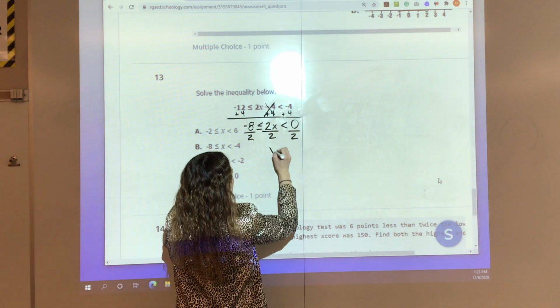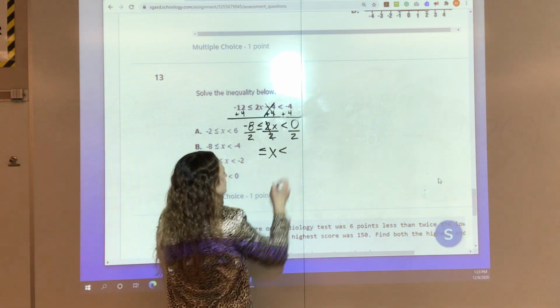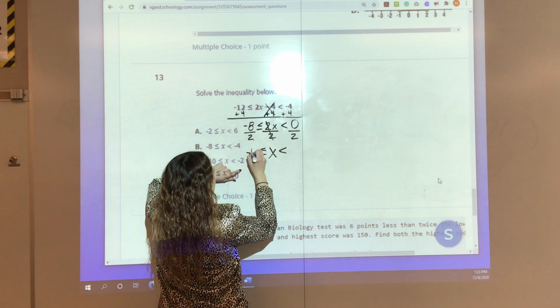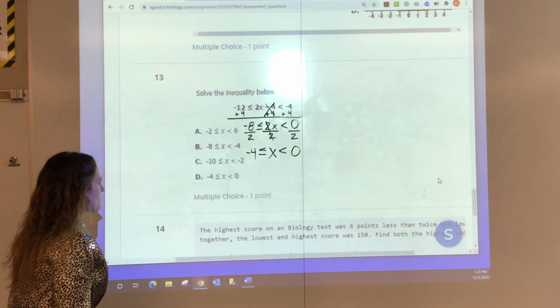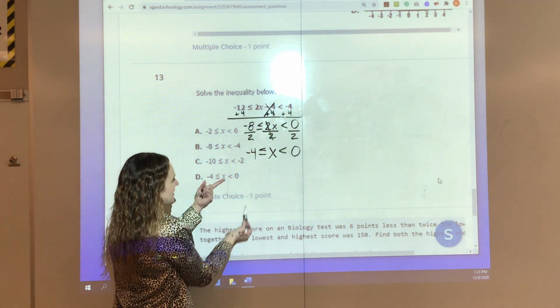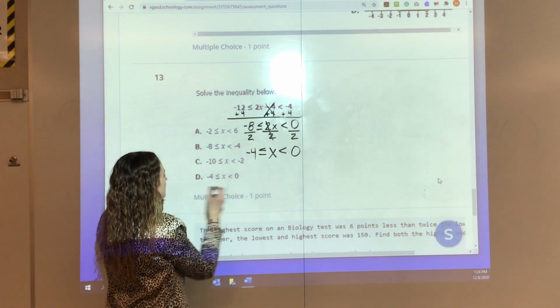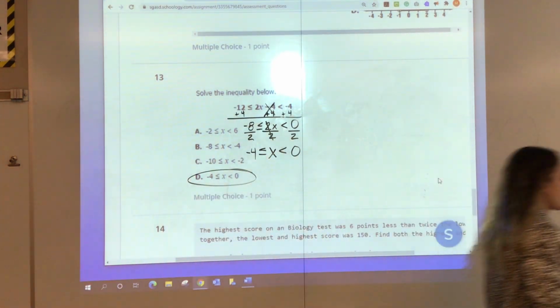I'm going to drop down my x, because that's the only thing left in the middle. Drop down both of my inequality symbols. Negative 8 divided by 2 is negative 4. 0 divided by 2 is 0. I have the negative 4, the correct inequality symbol, x by itself in the middle, correct inequality symbol, and a 0. There's letter D. All right, 2 more.